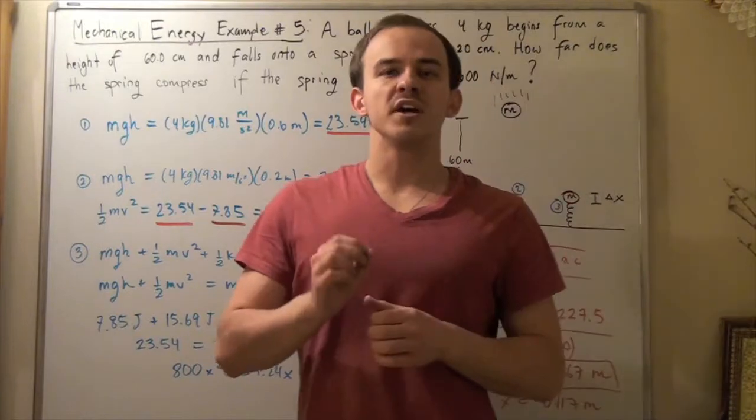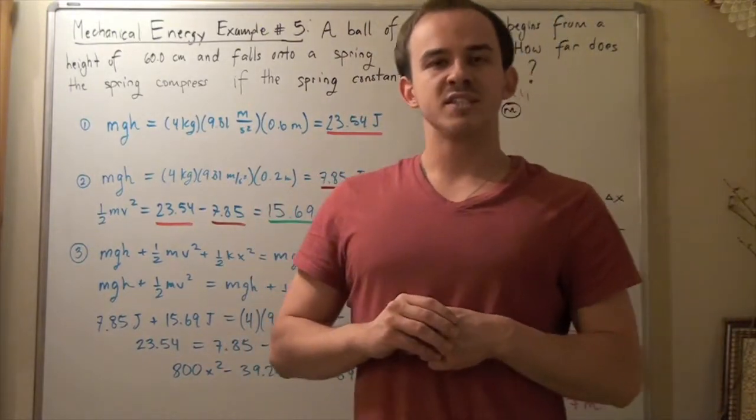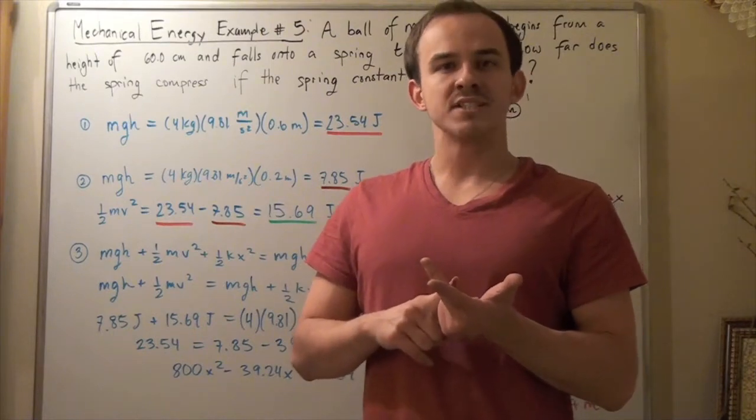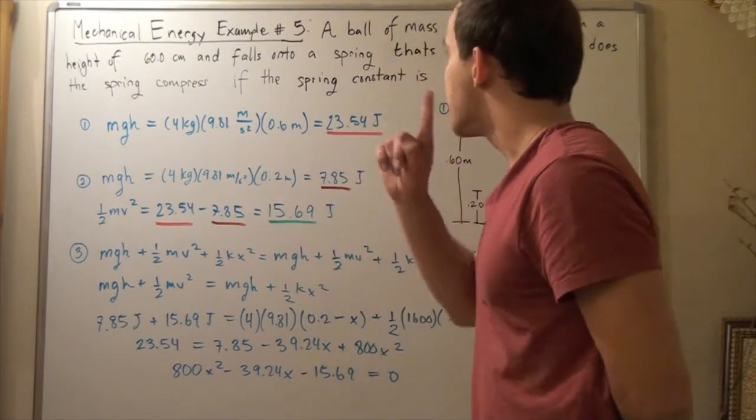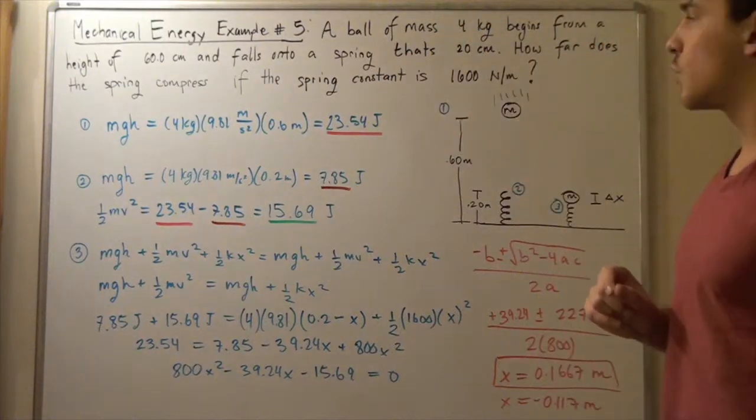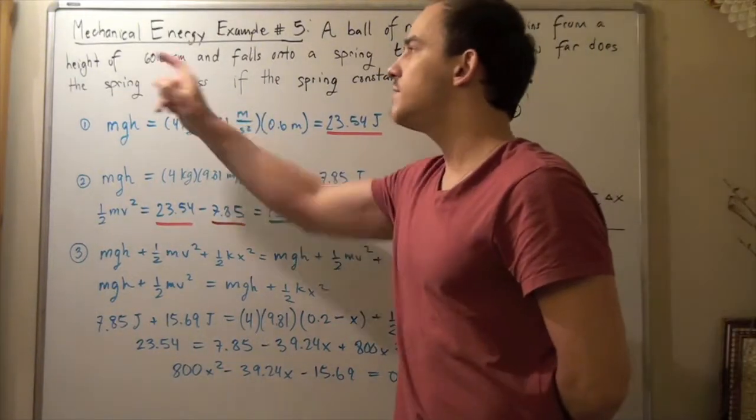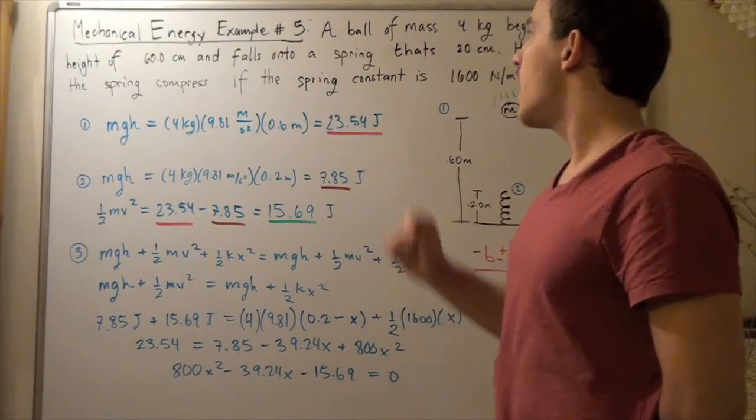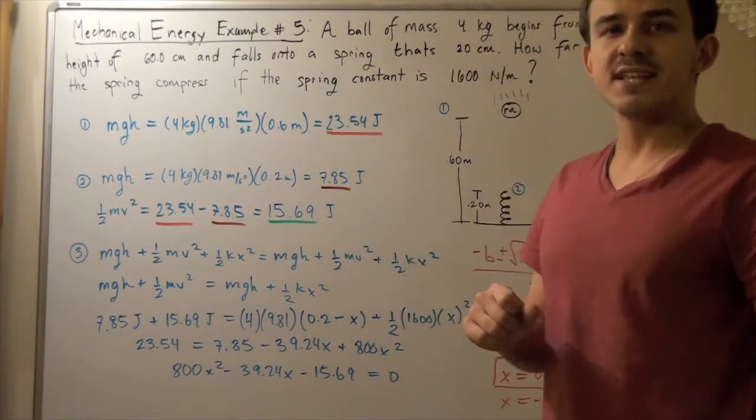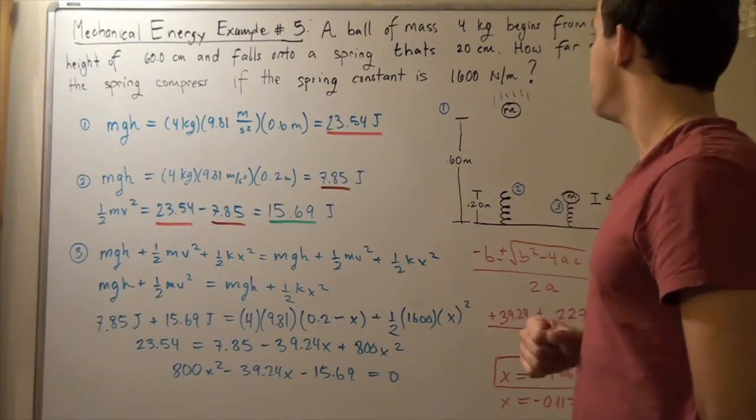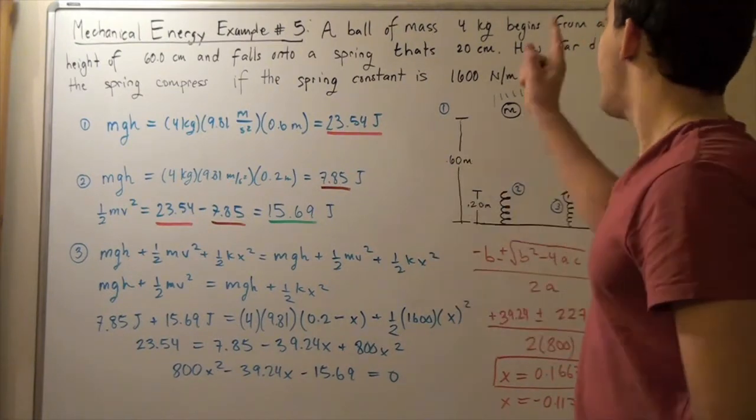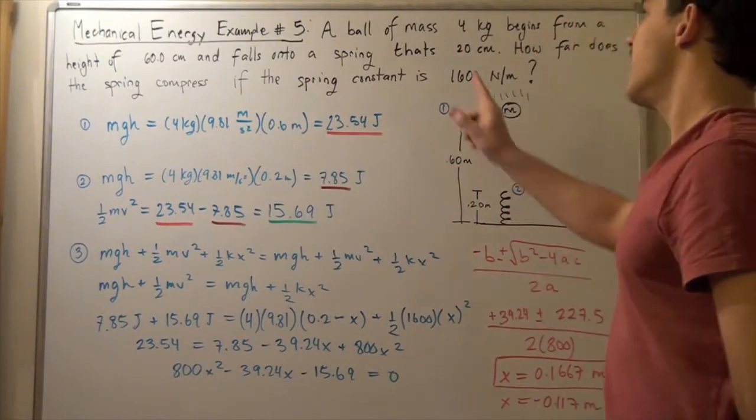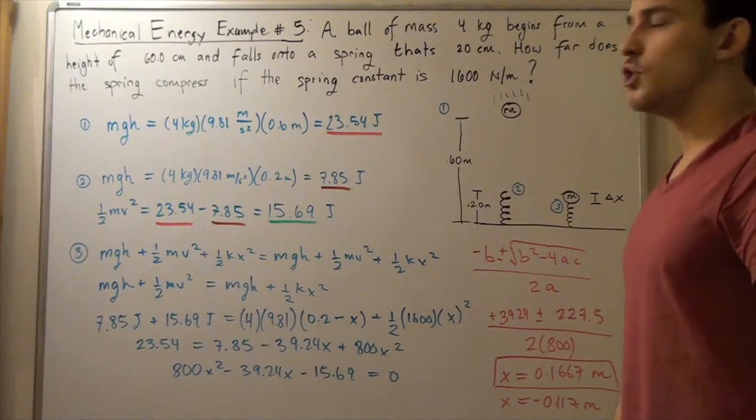So in this example, we're going to deal with two types of potential energy: our gravitational potential as well as our elastic potential energy. So let's begin. Now a ball of mass 4 kilograms begins from a height of 60 centimeters, which is simply 0.6 meters, and falls onto a spring that is 20 centimeters long, or 0.2 meters long. We want to find how far the spring compresses if the spring's constant is 1,600 newtons per meter.